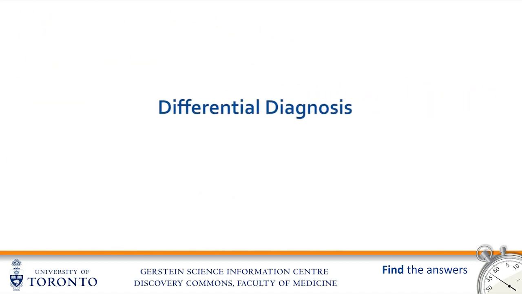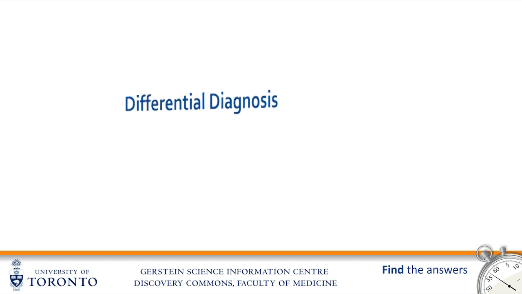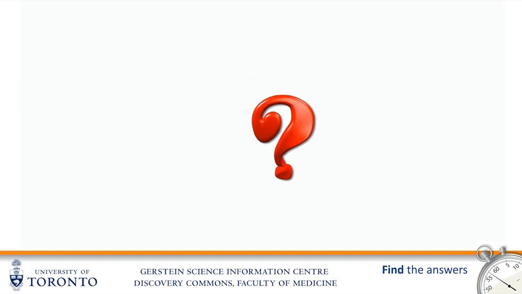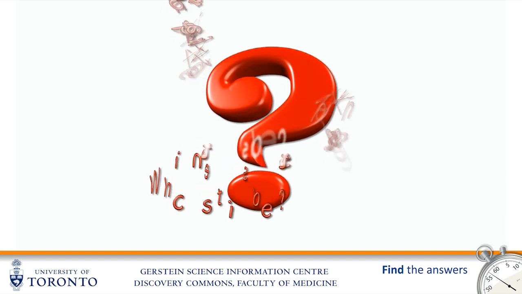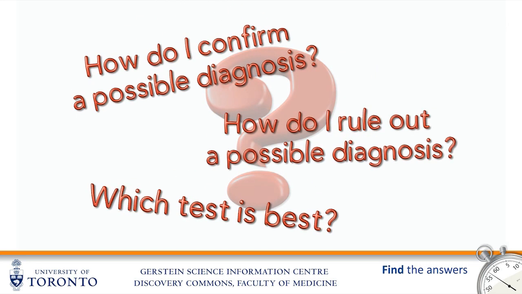In this tutorial, we're going to look into recommended resources for differential diagnosis. Now that you've learned more about possible diseases and conditions that relate to your case, you may be considering one or more tests that would confirm or rule out a possible diagnosis. At this stage, it's useful to learn how effective a test is, or the relative effectiveness of different tests.